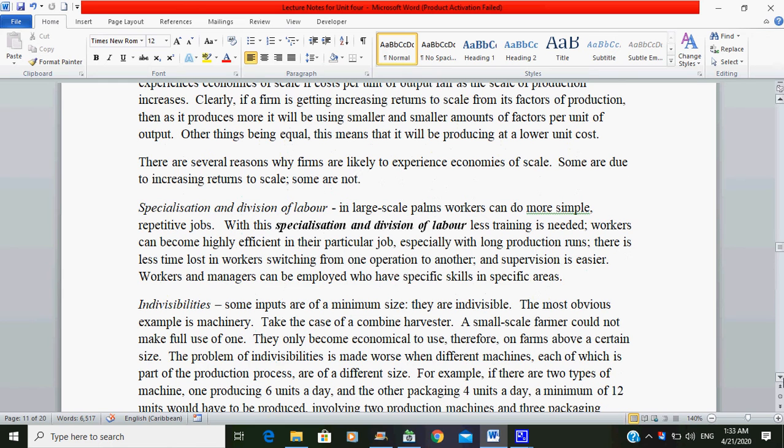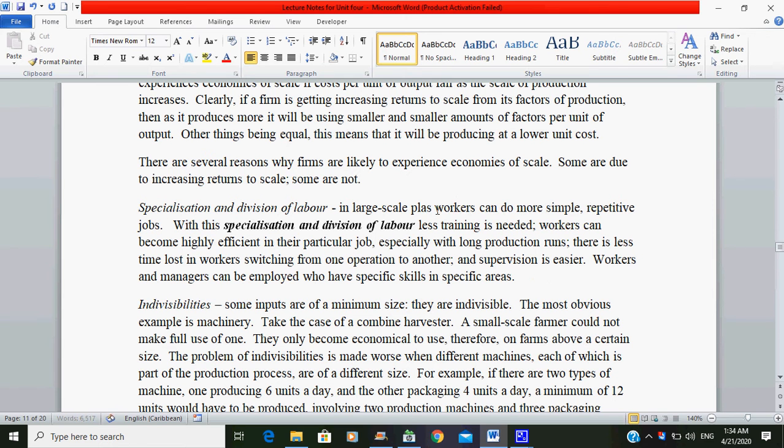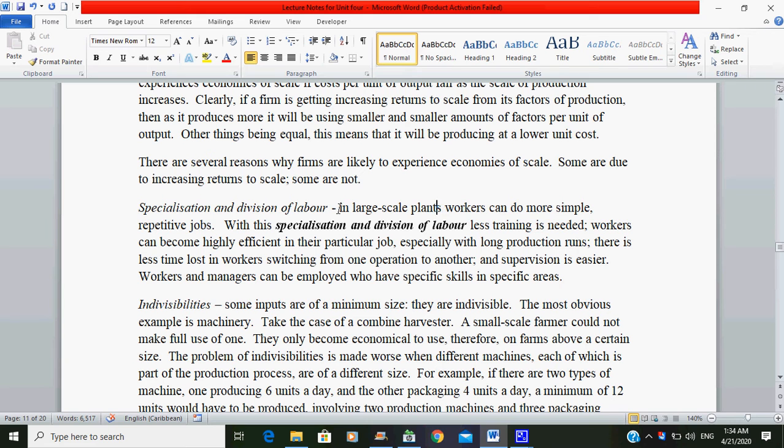One is specialization and division of labor. In large scale plants, workers can do more simple, repetitive jobs. With specialization and division of labor, less training is needed. Workers can become highly efficient in their particular job, especially with long production runs.